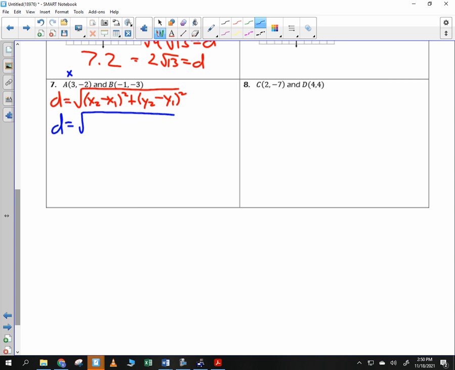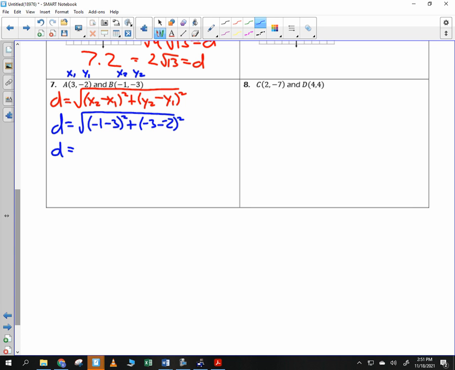This is x1, this is y1. That's my first coordinate, x and y values. This is x2, this is y2. So I've got x2 minus x1. So what's that going to be? Negative 1 minus 3 squared, plus negative 3 minus negative 2. Yep, so that's what we've got to work out.